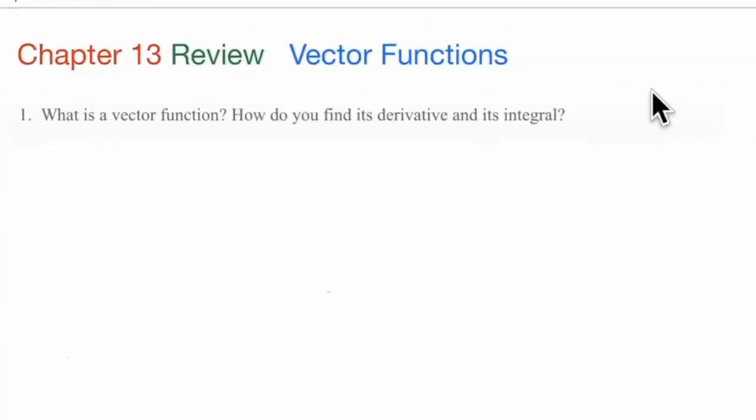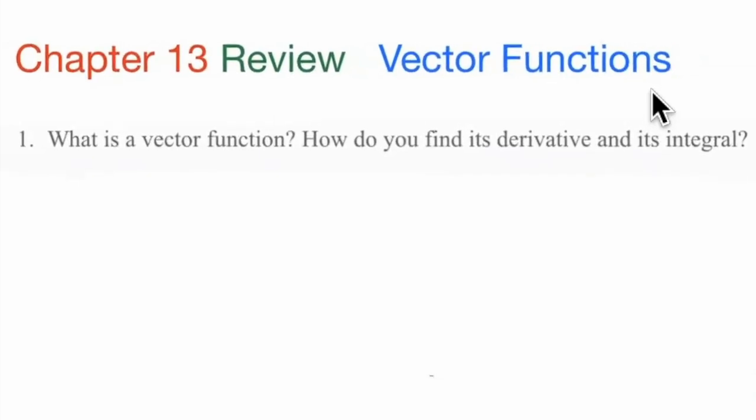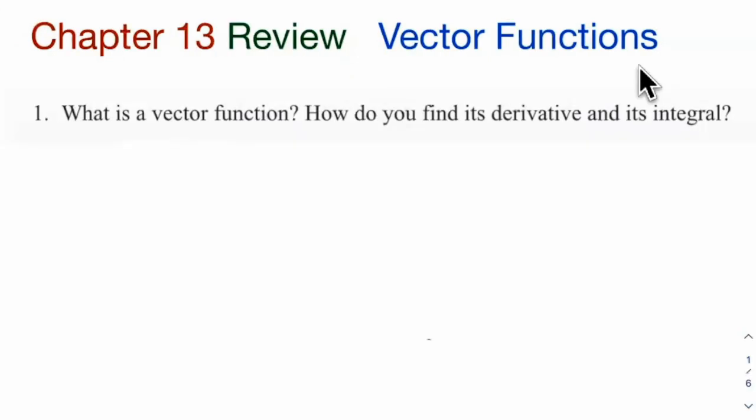The first question over here is, what is a vector function? How do you find its derivative and its integral? What is a vector function? What's the output of a vector function? The output will be vectors, right? Okay, good.